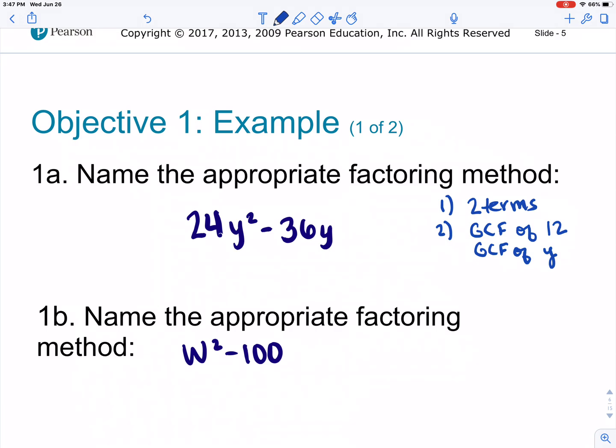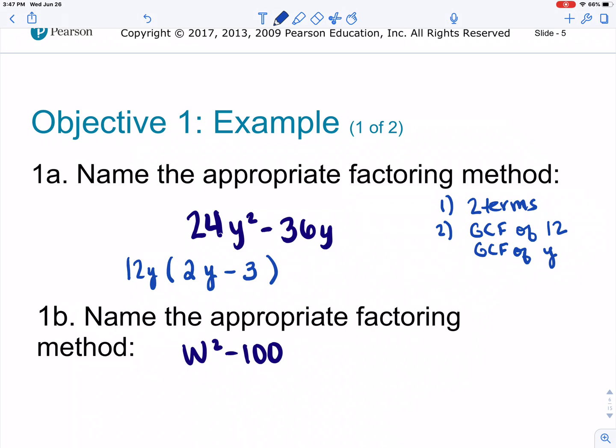If I factor out the GCF of 12y, what I do is 24 divided by 12 is 2, y squared divided by y is y, and then 36 divided by 12 is 3, and y divided by y is 1. And when I'm looking at that 2y minus 3, there's nothing more I can do. So when it says name the appropriate factoring method, that would just be factoring out the GCF.